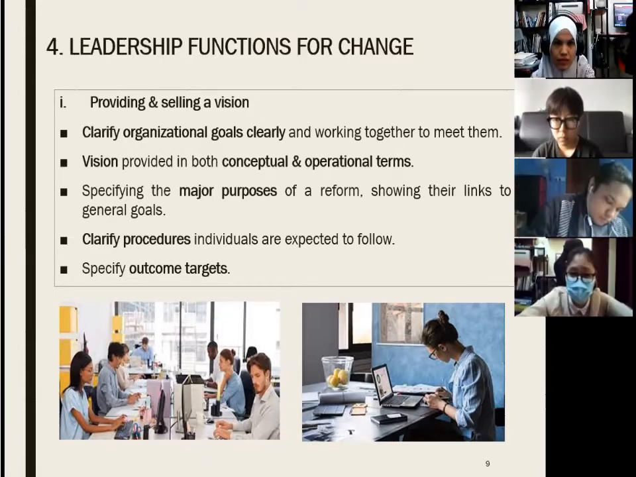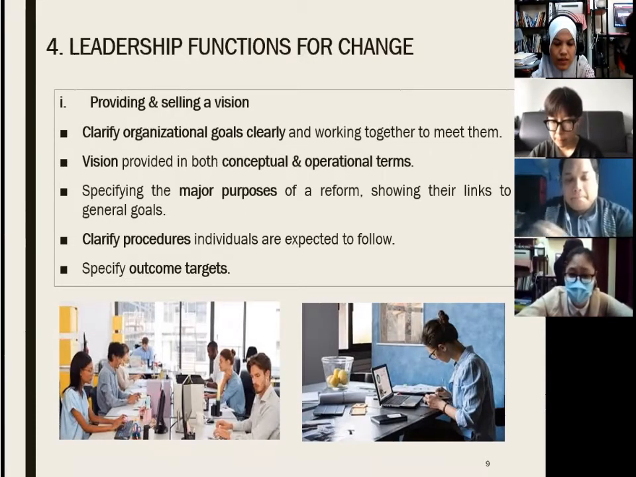Vision must be provided in both conceptual and operational terms so that the followers will understand the purpose and examine the implementations. A leader next needs to specify the major purposes, clarify procedures, and specify the outcome targets.